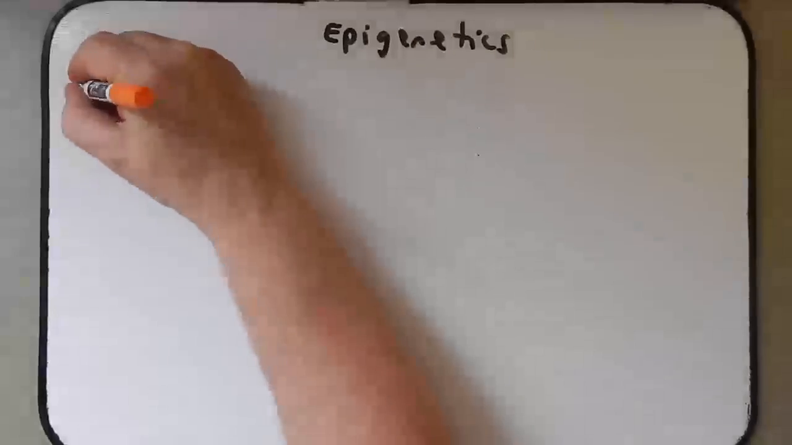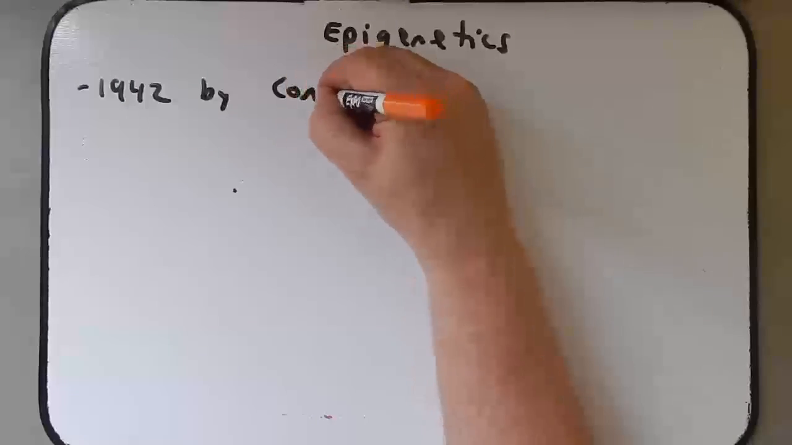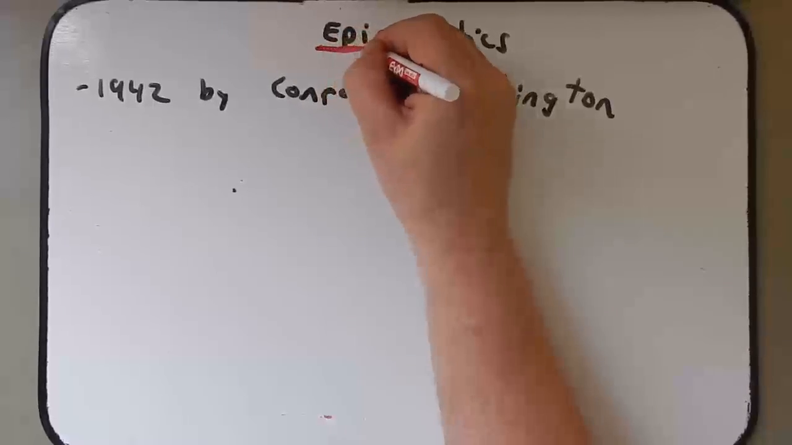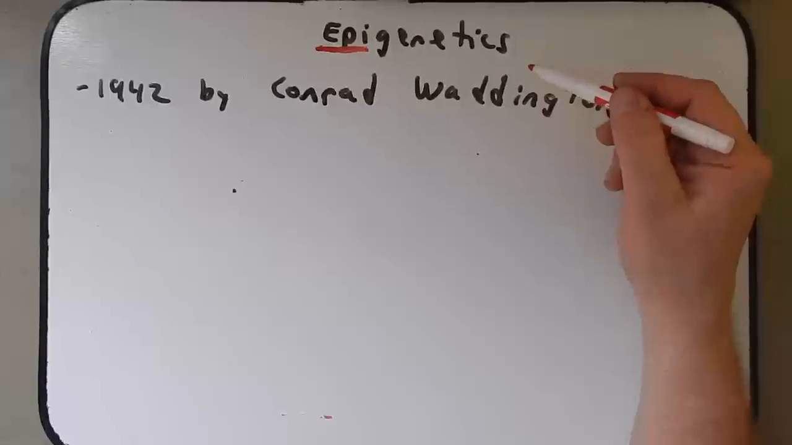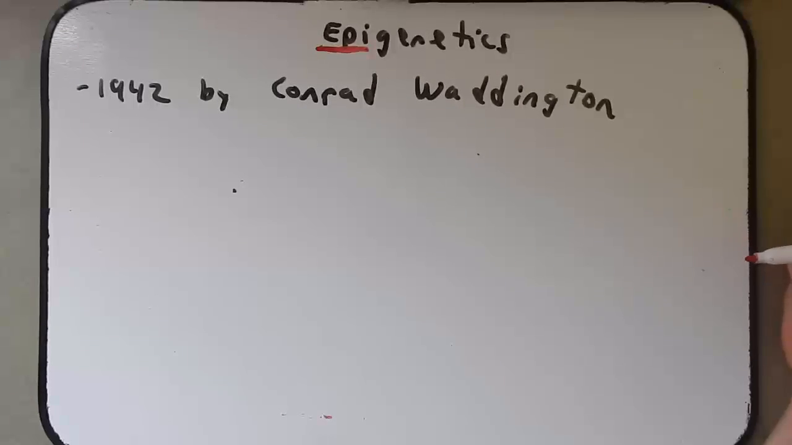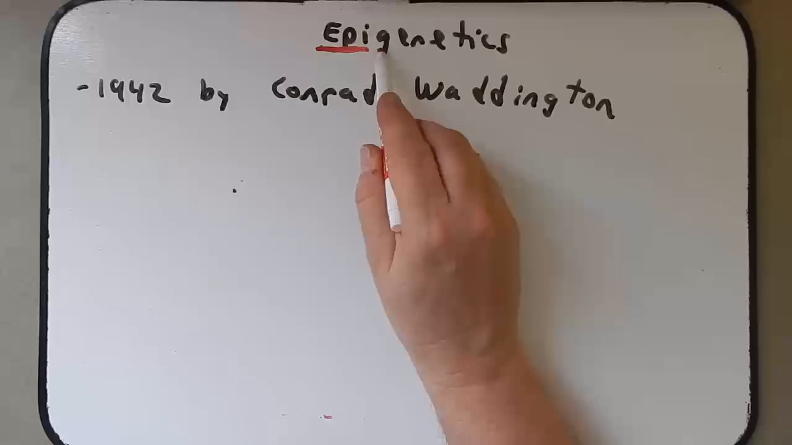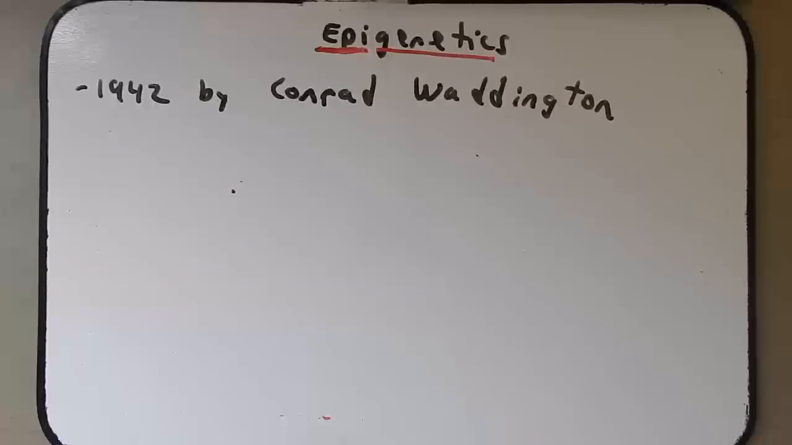It was first described in 1942 by Conrad Waddington. Let's think about this root word of epi. Epi comes from a Latin word for above and over. So epigenetics is a field that goes over or above or beyond in some way our classic thinking of what genetics is. And as you'll see, it does change a lot of the way we view genetics.